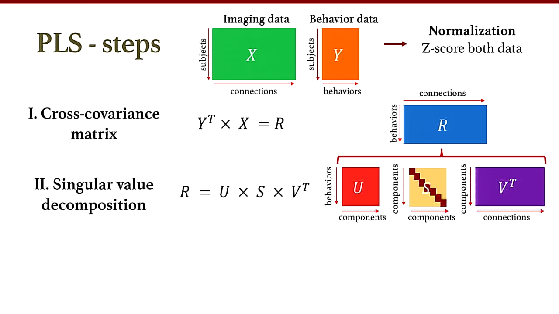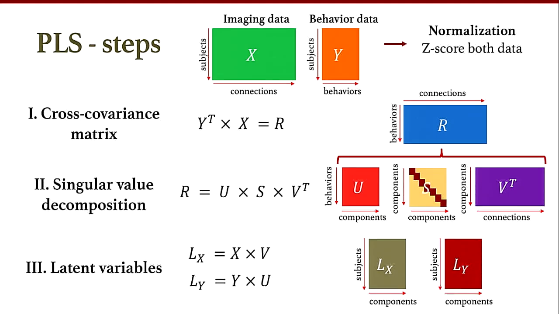And then the main step of PLS is the singular value decomposition of this cross-covariance matrix into low-dimensional matrices U, S, and V. So we've seen U and V before. Those are the salience matrices containing the weights for each behavior and for each connection by component. And then the matrix S is a diagonal matrix containing all the singular values. We're going to go back to the singular values in just a minute. And then the final step of PLS is to compute the latent variables by simply multiplying your original data X on your saliences and your original data Y on your behavior saliences.